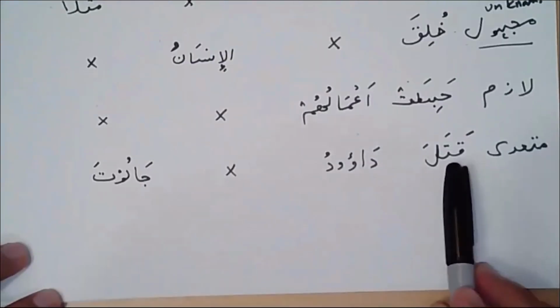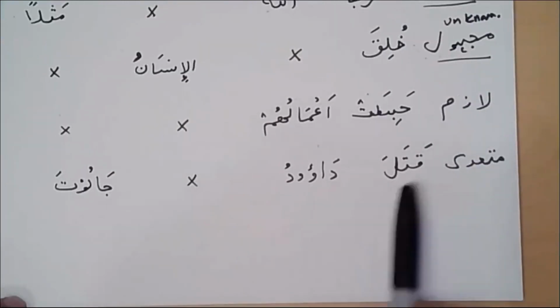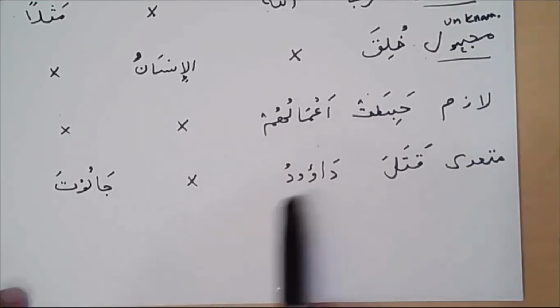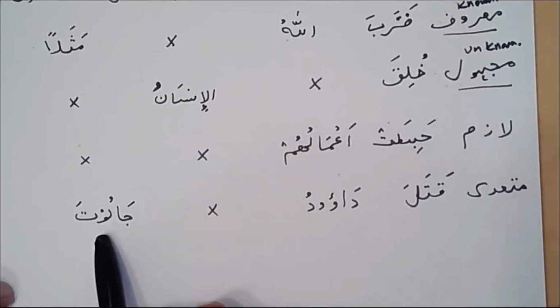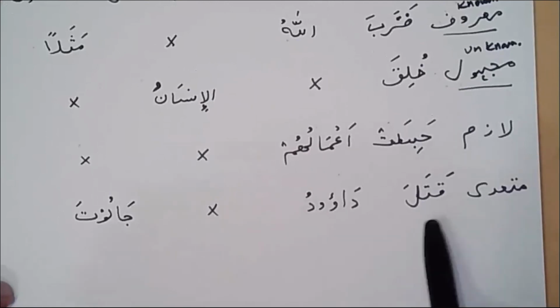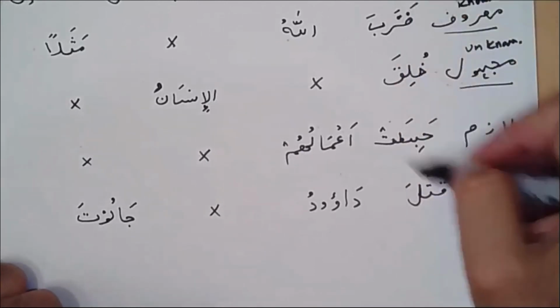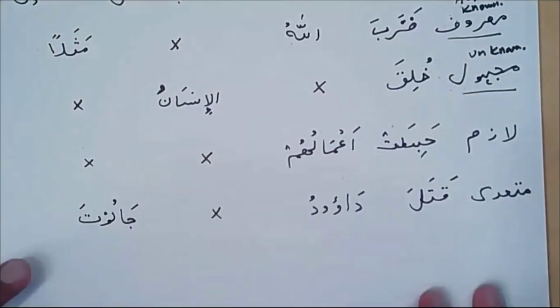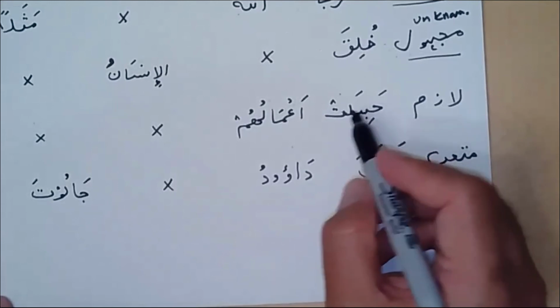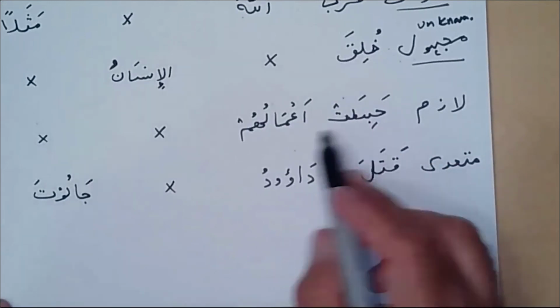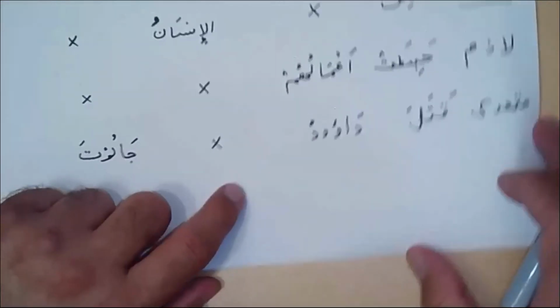But here, Qatala Da'udu Jaluta, meaning somebody killed. Who killed? Dawood. And killed who? Jalut. So who's the fail? Dawood. Who's the maf'ul? Do we have all three components? Verb, fail, file, and maf'ul. Is it active voice? Can we make a passive voice of this? Yes. So how do we make the passive voice of this one?